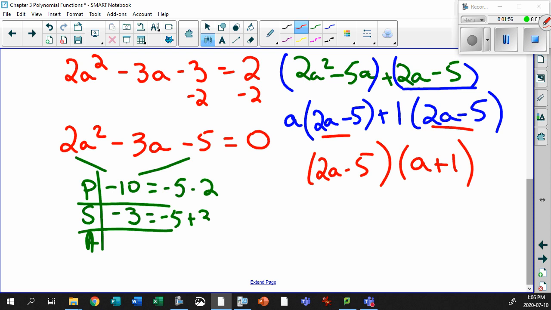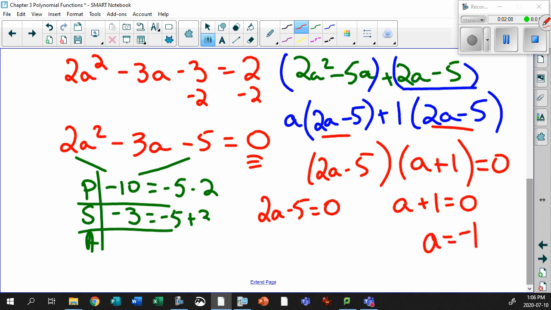Remember, those all equal 0. So that means 2a minus 5 equals 0, and a plus 1 equals 0. Now we solve this. So a can actually equal minus 1. And if you put minus 1 in here, right, okay, you get a wonderful little polynomial.